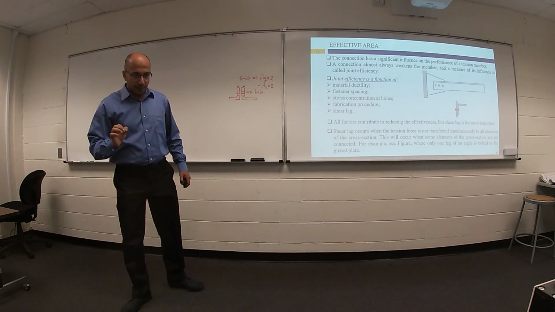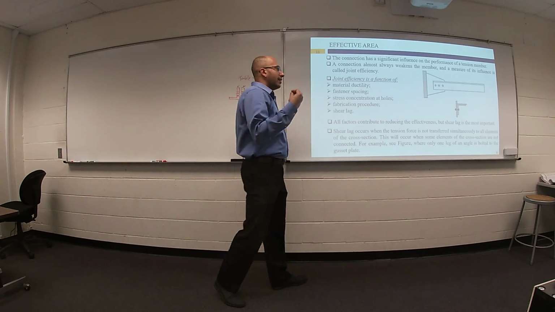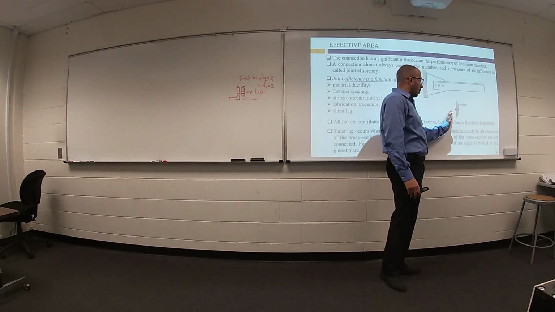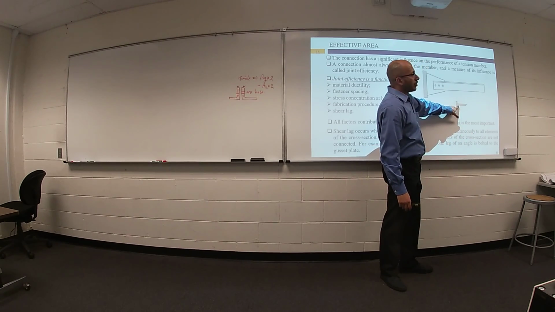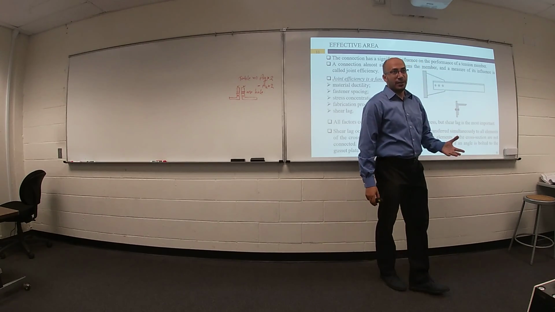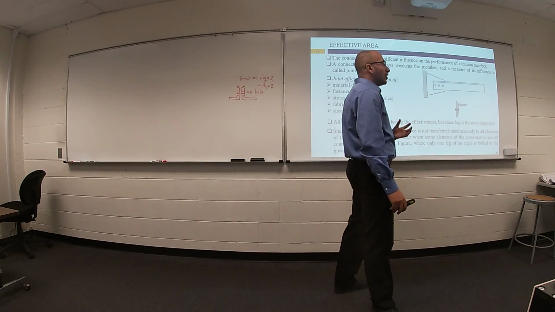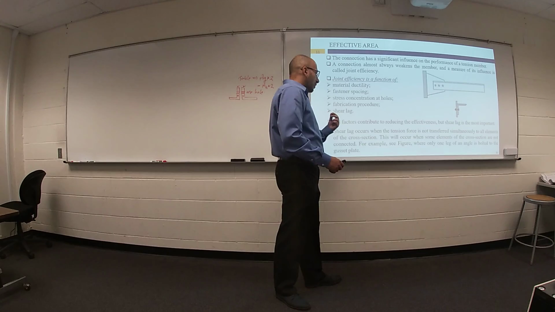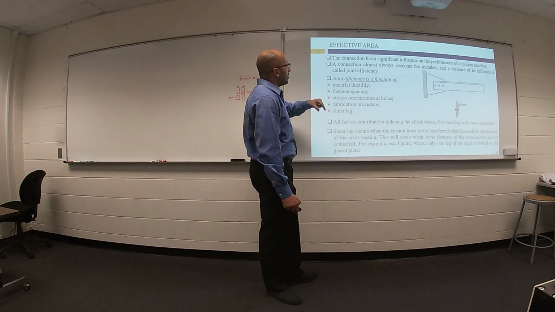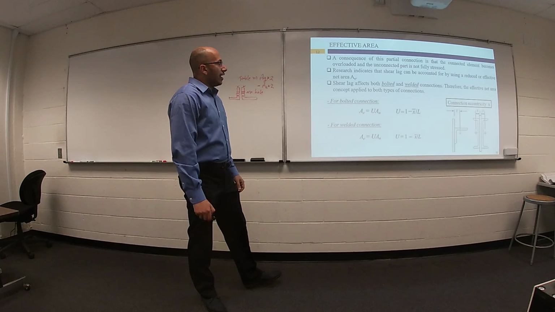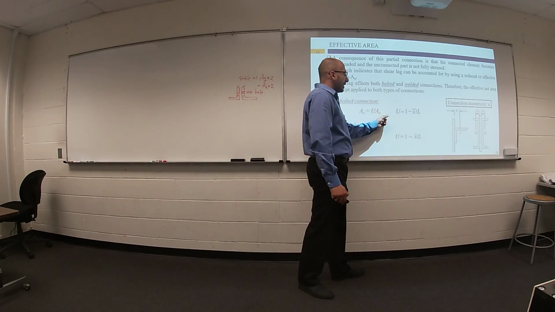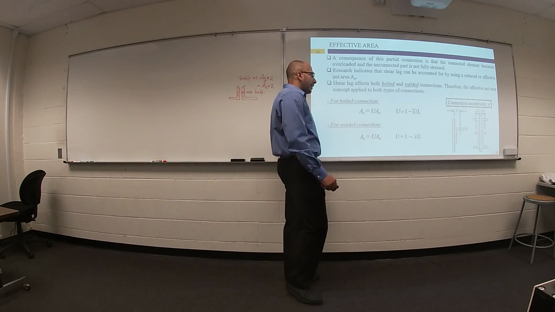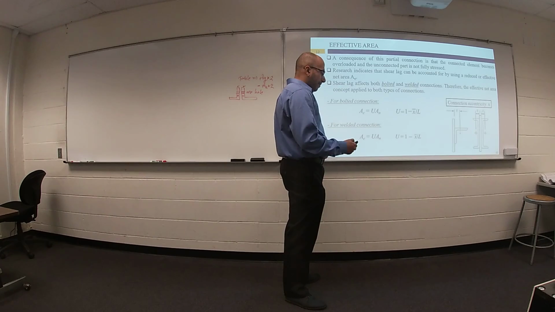Area effective, in a very simple way: you have a member connected to another member with only one part of the cross section, and the other part is free. So the efficiency of your cross section is not 100% due to the effect of shear lag. So we are looking for area effective, or effective area. And your effective area is a function of area net times a factor called U. U equals 1 minus X bar divided by L.